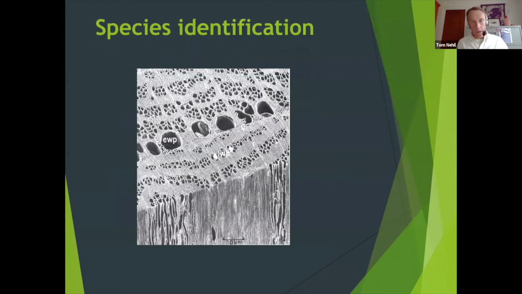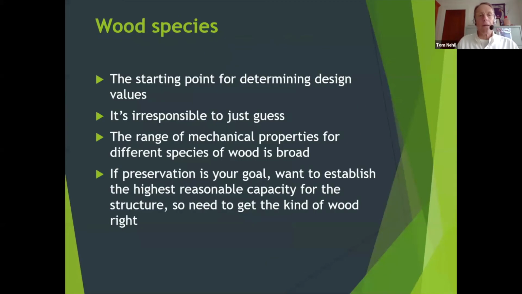Let's take a look at that first step, the species identification. This is a photomicrograph of a piece of elm. And right away, you get the idea that wood is not a homogeneous mass like a piece of plastic. It has a lot of character, and that character is what we'll rely on to find out the species. So that's a little look ahead here. Getting your species is the starting point, of course, for determining your design values.